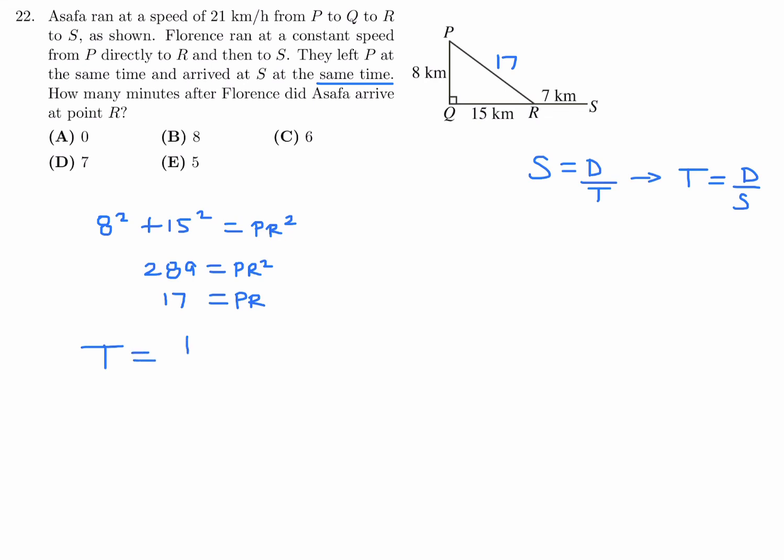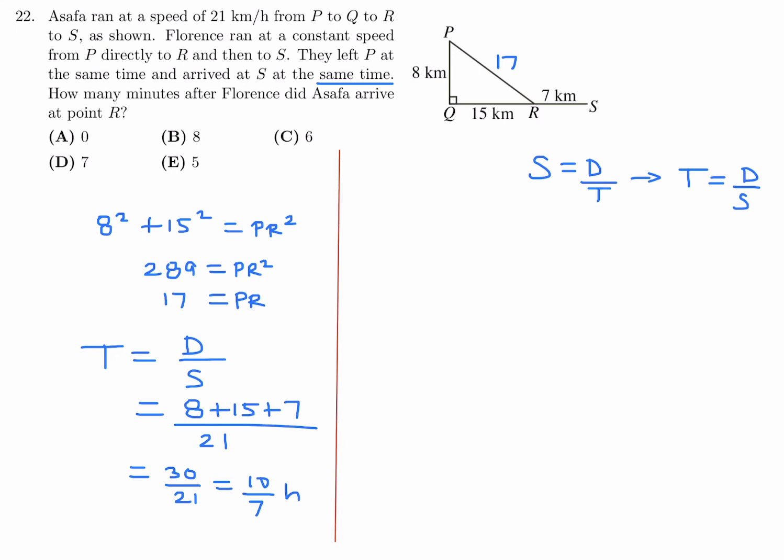So first let's figure out the time for Asafa. It's equal to distance over speed. His distance is going to be 8, then 15 plus 7, correct? So that means it's 8 plus 15 plus 7, all divided by his speed, which they give us is 21. So this is 30 over 21, and in lowest terms, that's 10 over 7. So that's the time, and that is in hours. So just keep that in mind. Eventually, we're probably going to have to convert it to minutes. So that takes care of Asafa's time.